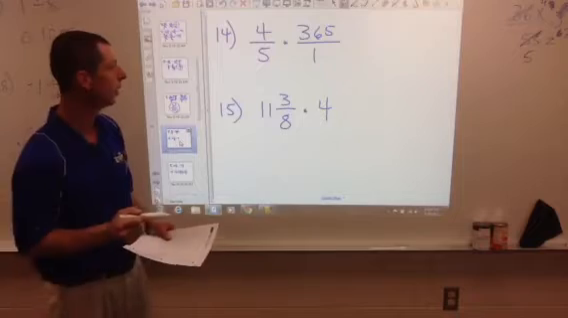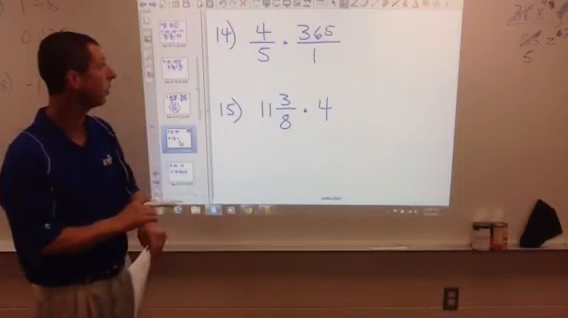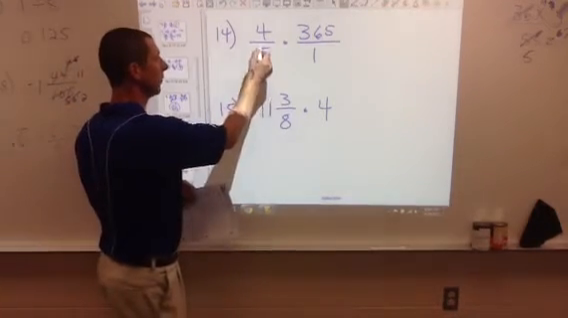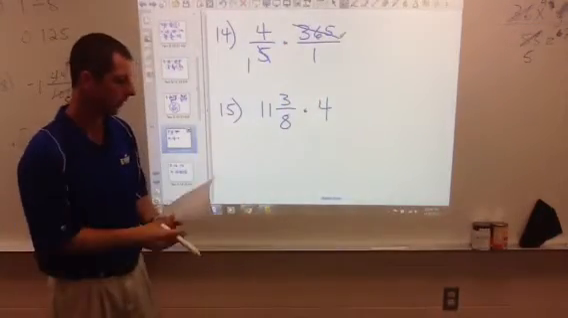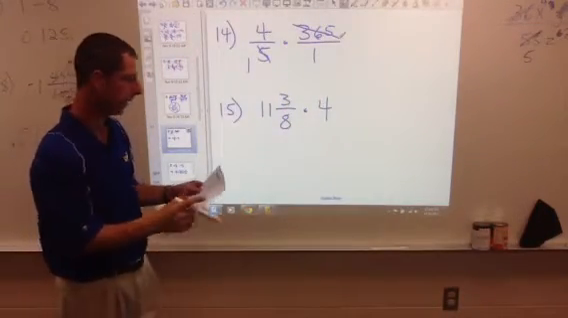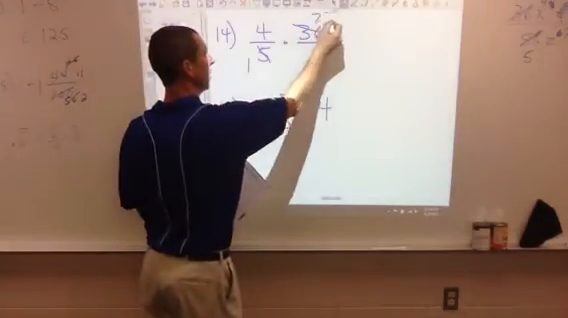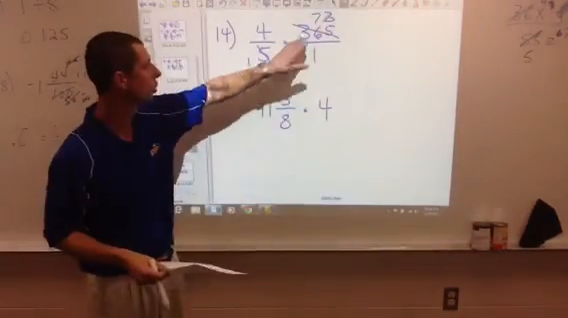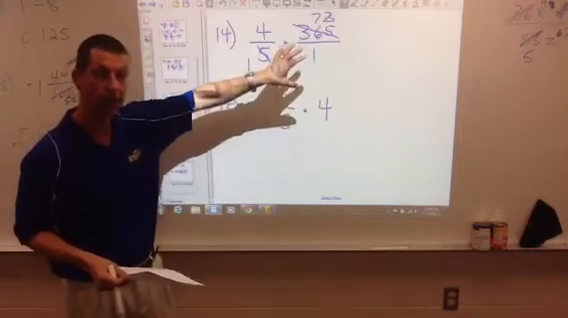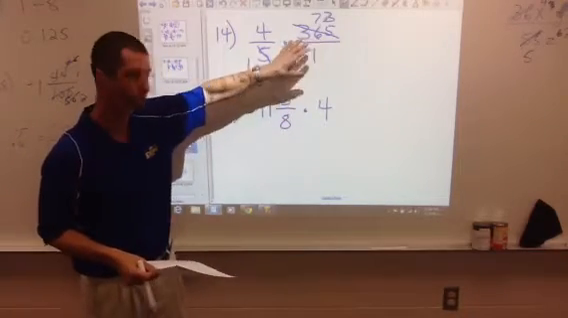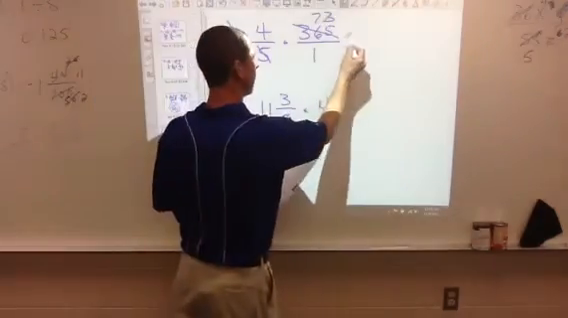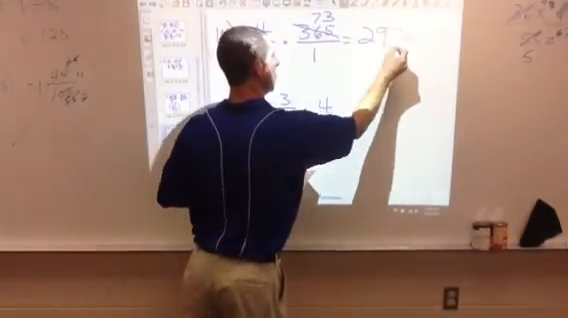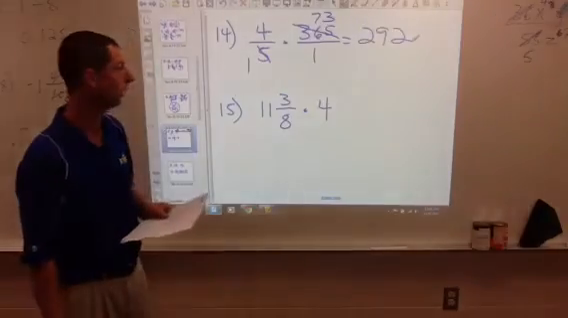Okay, here, multiplication problems. Now I can reduce within here, 5 goes into 5 once, 5 goes into 365, in this case 73 times. Okay, by the way, there's 365 days in a normal year, and in that problem you're timesing it by 4. Okay, so we end up now multiplying and we get 292 on that one.